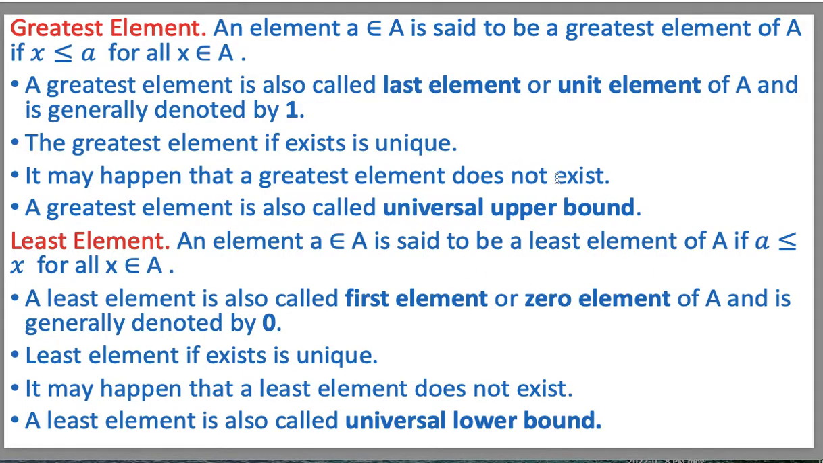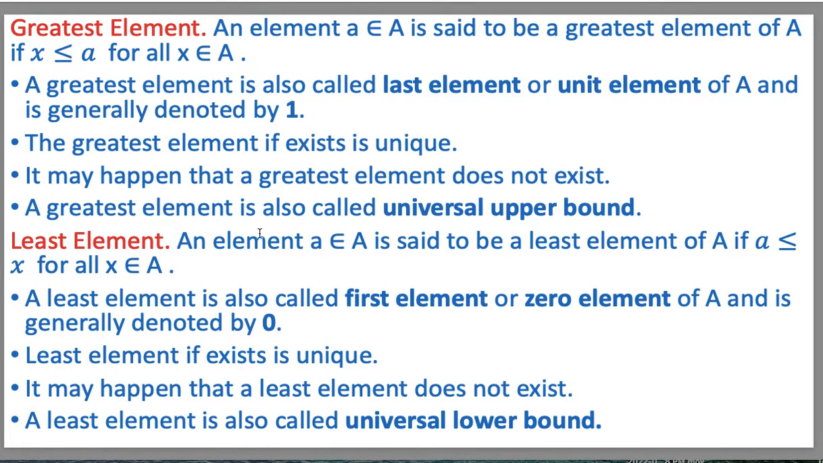So remember one thing, that A belonging to A is said to be the greatest element of A if x is less than or equal to A for all x belonging to A. And I again want to remind, it is also called last element or unit element, and we denote it by 1. The greatest element if it exists is unique, but it may happen that the greatest element does not exist. It is not always possible that the greatest element exists.